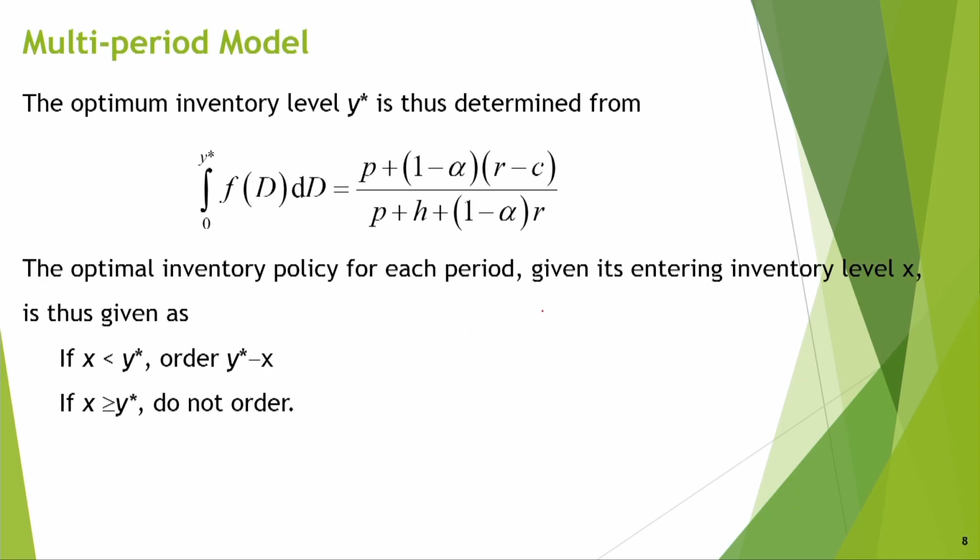So, you can put y equal to y optimum, and the integral from 0 to y star of f(d) dd is equal to this much. So, this type of expression has come, and the optimal inventory policy for each period, given its entering inventory level x, is thus given as: if x is smaller than y star, then order y star minus x. If x is greater than y star, then do not order. But you know that since integrations etc. are involved, the problem may take some time.